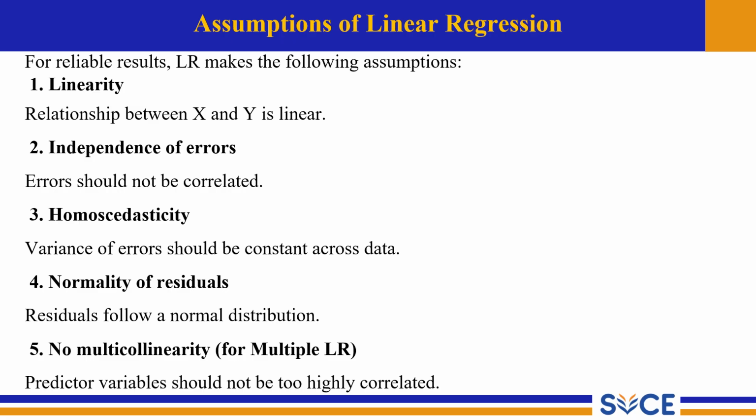The residuals should follow a normal distribution. This is especially important for generating confidence intervals, hypothesis tests, and proper statistical interpretation of the model. And finally, the fifth assumption is no multicollinearity. It applies to multiple linear regression. The predictor variables should not be overly correlated with each other. If two features contain very similar information, the model becomes unstable and the coefficients become unreliable. If these assumptions hold true, linear regression provides strong, interpretable, and accurate results.